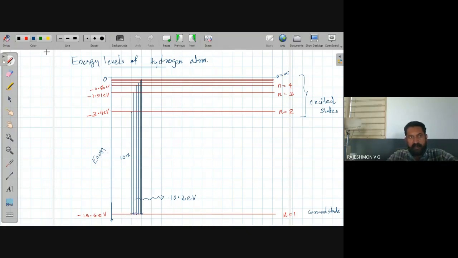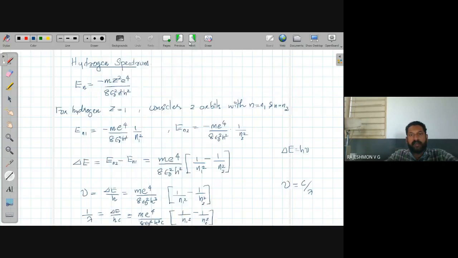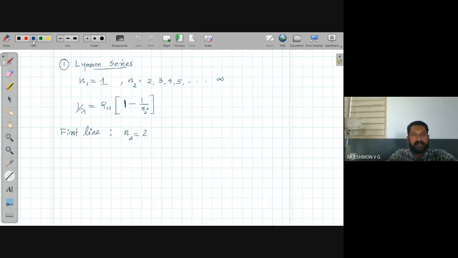All these are termed as Lyman. All these lines together are called Lyman series. Its first line is this one, and the last line is this, infinity to this one. This is the last line. So the first line, I can calculate it like this, n2 equal to 2.